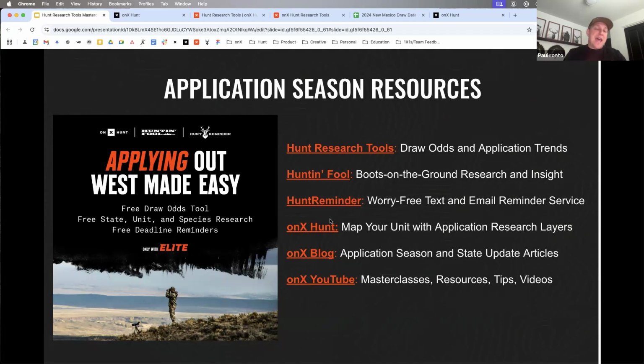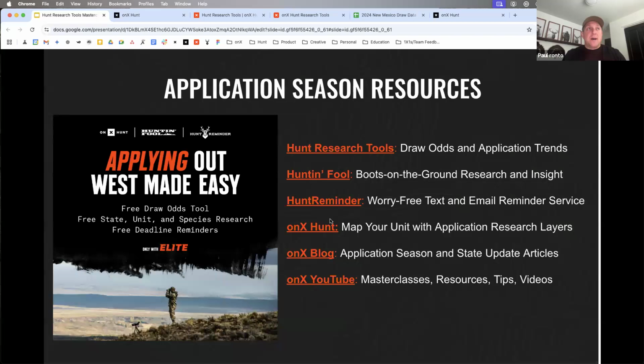Hunt Reminder, you get free access to Hunt Reminder as well. This allows you to set up text and email reminders so you never miss another draw. They're going to email you and text you the week before a draw deadline, the day before a draw deadline, and the day of a draw deadline. So you never miss another draw deadline. Missing draw deadlines sucks. So this one helps a ton.